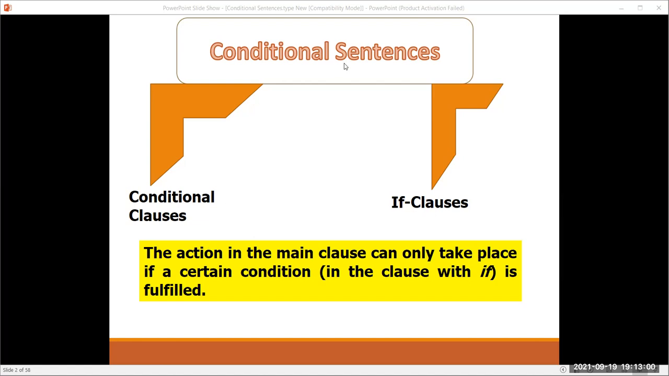So a conditional sentence has basically two clauses. One is called the conditional clause and the other is called if clause. We can also replace if clause with unless, and we'll talk about it later. Remember that the action in the main clause can only take place if a certain condition, that is, the condition given in the clause with if, is fulfilled.